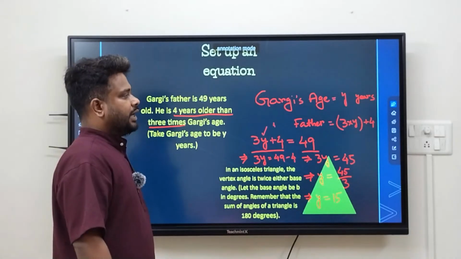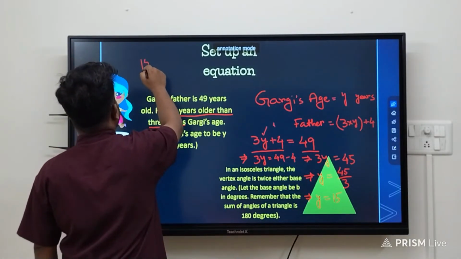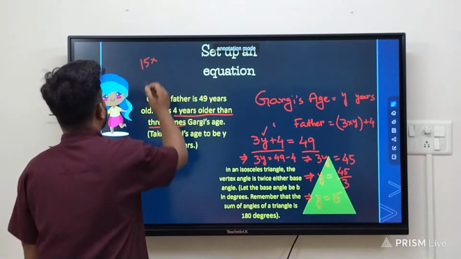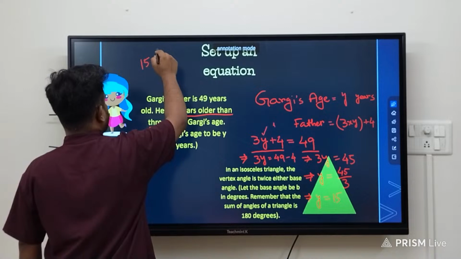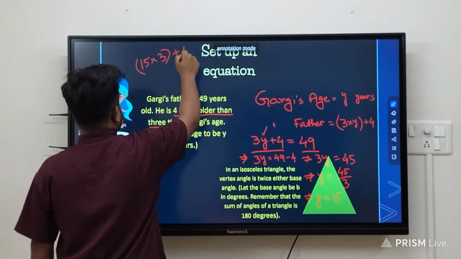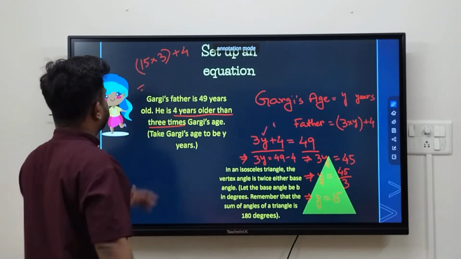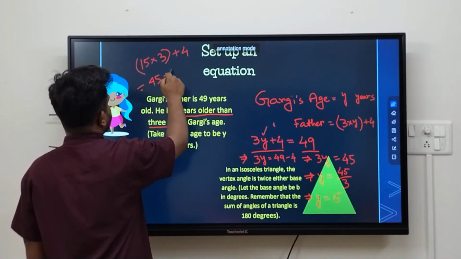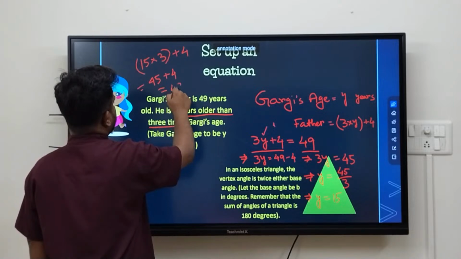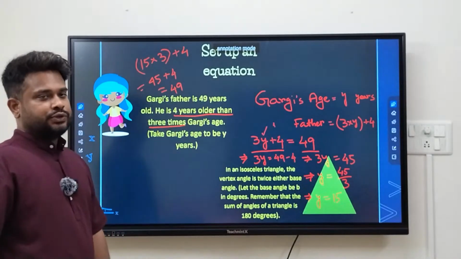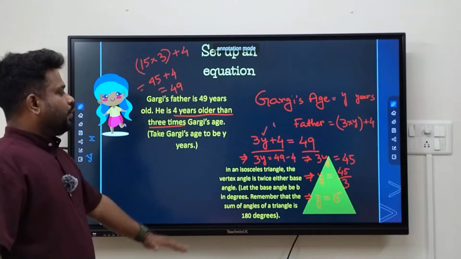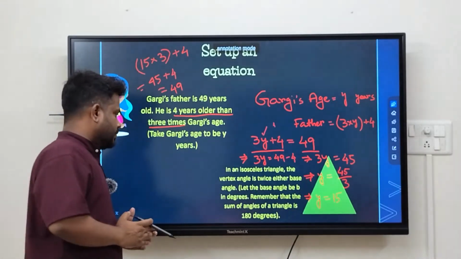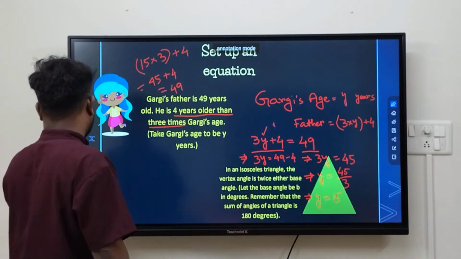If we check it by reverse calculation, or verify it, it will be checked like this. 15 into 3 will be 45, and 45 plus 4 gives the answer 49. So this equation is correct, and our answer is also correct. Okay, the next one.